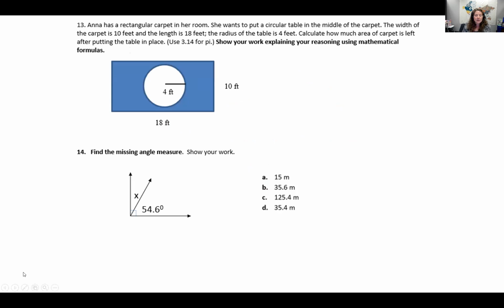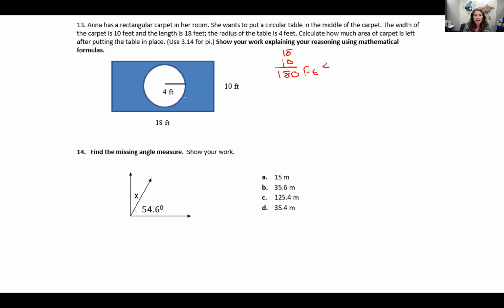Number 13, Anna has a rectangular carpet in her room. It looks like the 10 by 18 is the rectangular carpet. She wants to put a circular table in the middle of her carpet. The radius of the table is 4. Calculate how much of the carpet is left after putting the table in place. So we want to know only the area of the blue section without the white section. We start with the area of the whole rectangle. If I multiply 18 times 10, I know that the area of the rectangle is 180 feet squared.